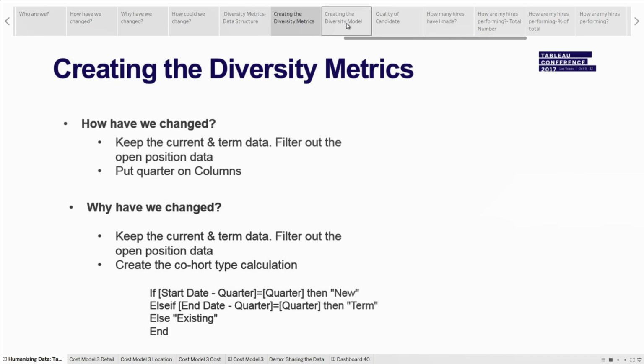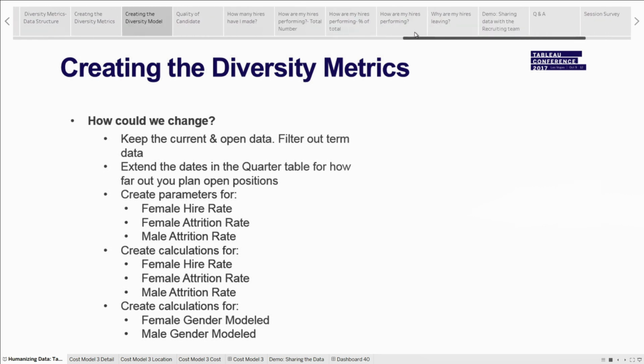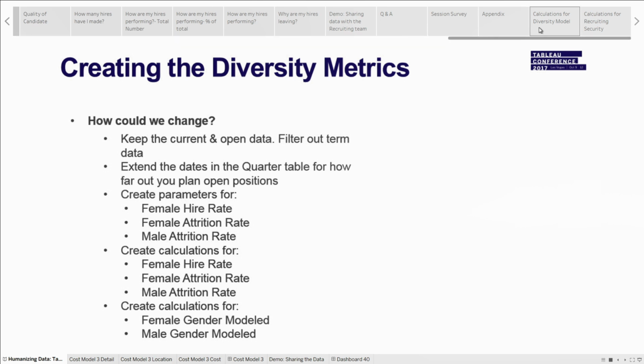And then for the diversity model, once again, you now want to keep that open data. You want to make sure that that quarter table goes out as far out as you want your model to go. So if you wanted to go out beyond 2018, you just want to make sure that that goes through 2019 or 2020 or however far out you want it to go. And then you create a series of parameters as well as a series of calculations to figure out how you model those out. So like I said, I have an appendix.